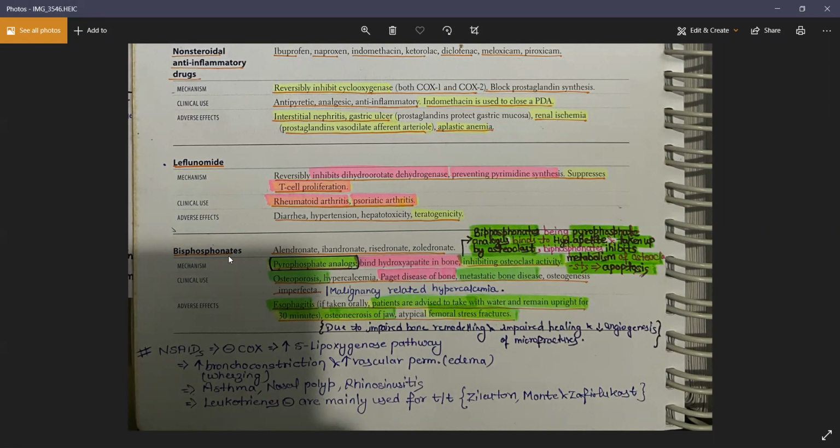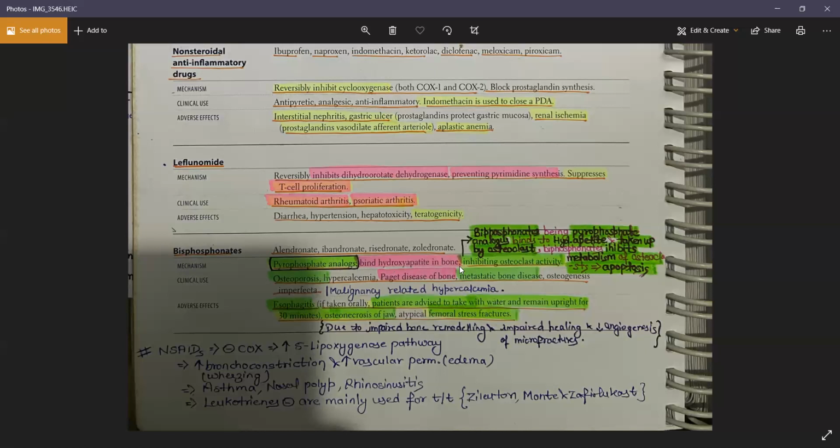right? And then the bisphosphonates, when they go inside the osteoclast cells, will inhibit the metabolism of the osteoclasts. And as a result, the apoptosis of these cells occurs. And that's how the bisphosphonates prevent the dysfunction of the osteoclast cells. Is that okay? They will inhibit the osteoclast activity by causing the apoptosis of the osteoclast cells because they are the pyrophosphate analogs which bind to the hydroxyapatite.